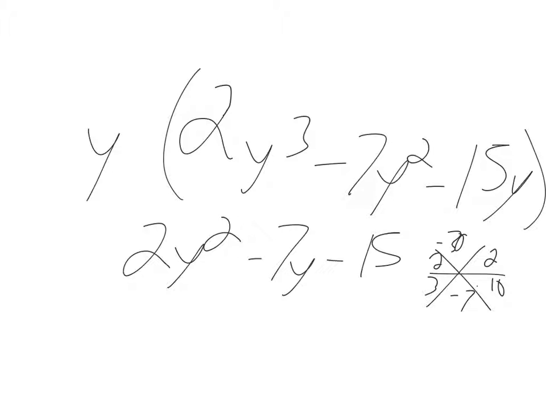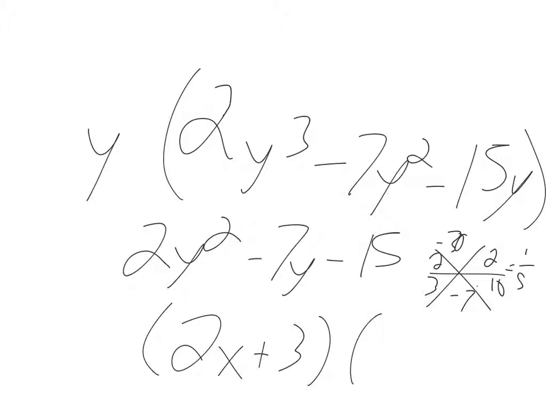And our answer is going to come out to be 2x, let me fix this, 2x plus 3 times, and since this is able to reduce to 1/5, we'll have x minus 5. And here is our answer.